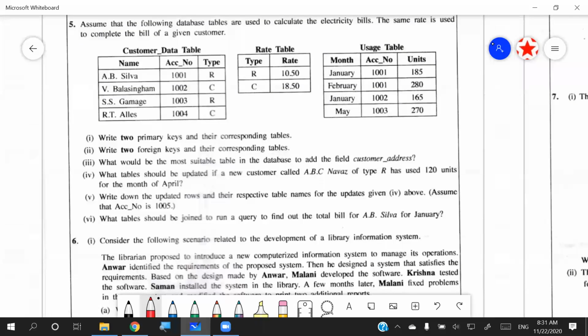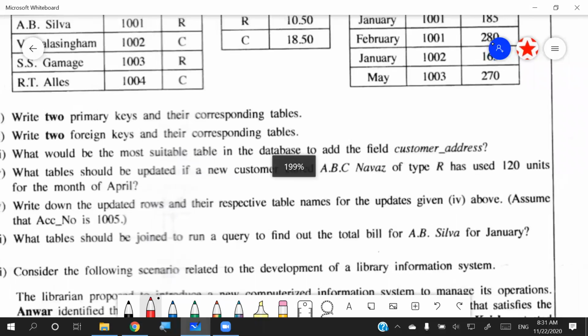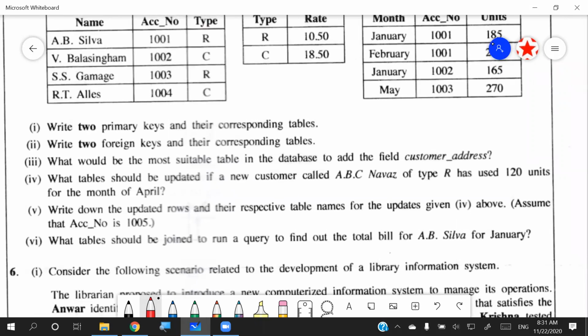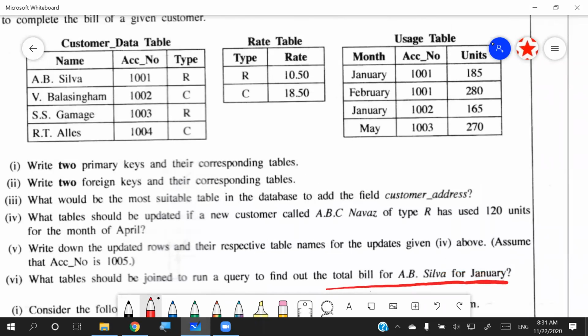Yeah, so now when they're asking about a query, I told you the trick, right? Just think, if the question is asked manually from you: which tables should be joined to find out the total bill for AB Silva. How are we going to calculate the total bill for AB Silva for January? So the bill details are right over here. Units are here, account numbers are here, month is here, and the rate for R is 10.50, C is 18.5. And customer details are right over here.